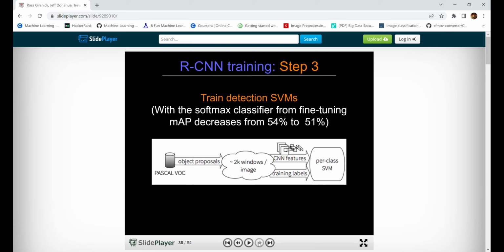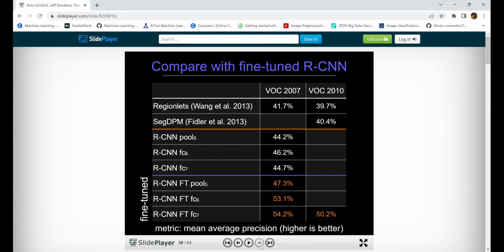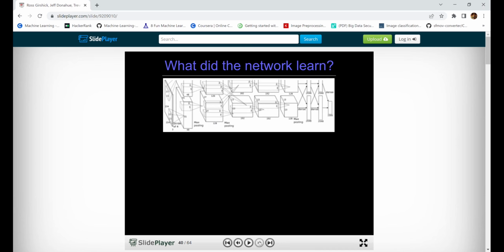Step 3: train detection SVMs, with the softmax classifier from fine-tuning, mAP decreasing from 54% to 51%. With fine-tuning, the accuracy has decreased a little bit. Compared with fine-tuning R-CNN on a different dataset, these are the results.